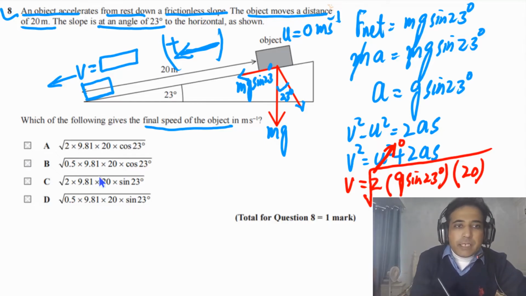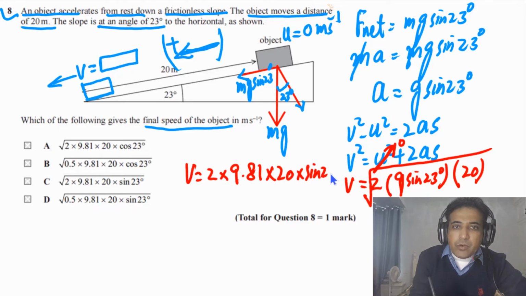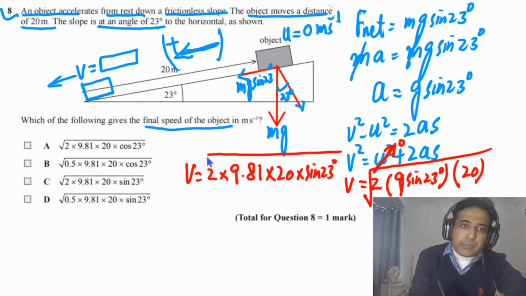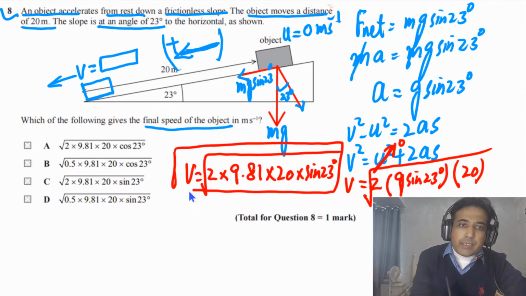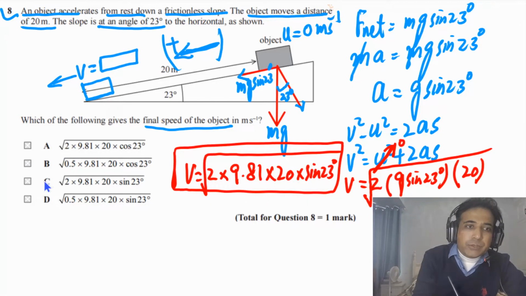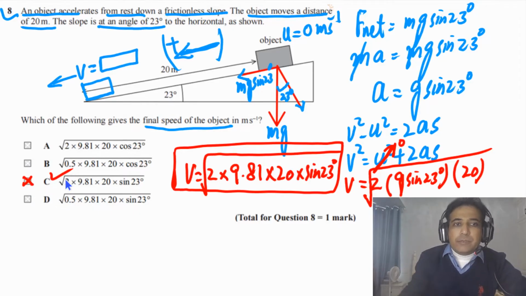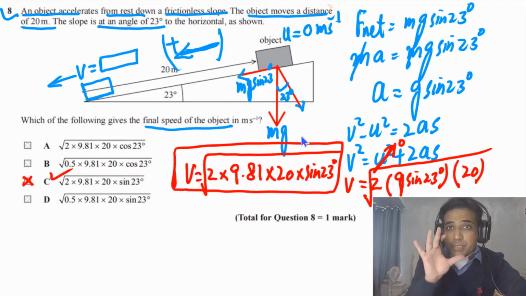So this is the final answer, and if you look at the given options, we have 2, so we can also write it in a better way. We can say this is 2 times 9.81 times 20 times sine of 23 degrees. So this is a better way of writing. So this is our final answer, and if you look at the given options, C is the right answer. So this is how we can answer.